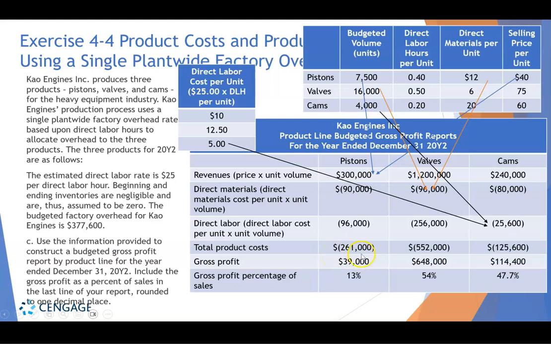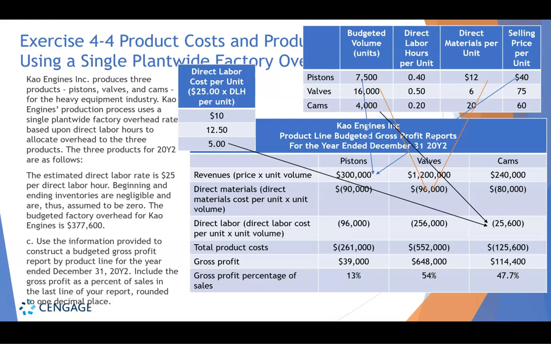So the 39,000 to the revenues of 300,000 shows we have a 13% gross profit margin. Here with the valves, the gross profit margin is 54%. And here with the cams, it's 47.7. Yeah, guys, I'm sorry. I show the direct materials and direct labor, but like a dummy, I did not add in here the factory overhead piece, because we can see we're missing that line item to come up with our totals here. But no, that needed to be added, and I forgot it.